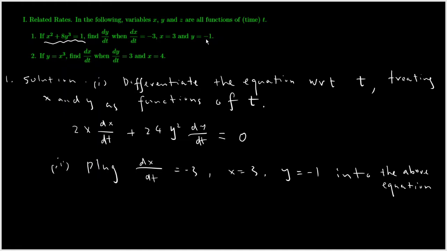Wherever you see the x value, you replace x with 3. So you just have 2 times 3. And then dx over dt, again you interpret that as the rate of change of x. The rate of change of x is given, it's -3, right? And then plus 24 times y squared, and the y value is -1.